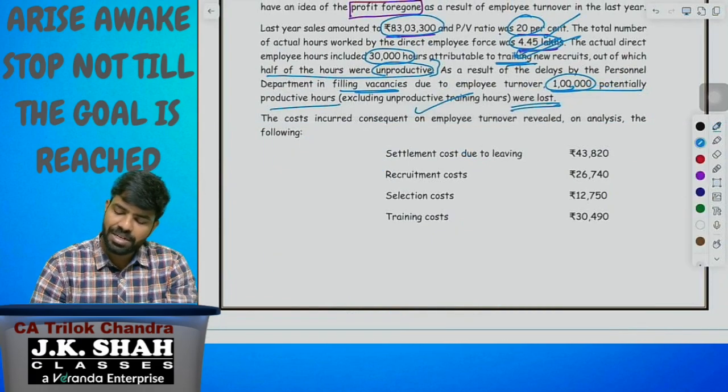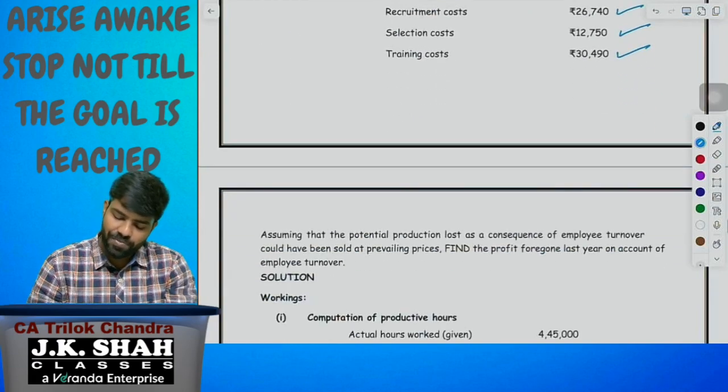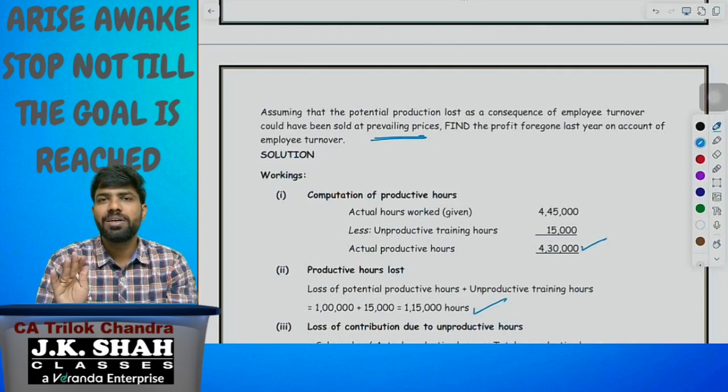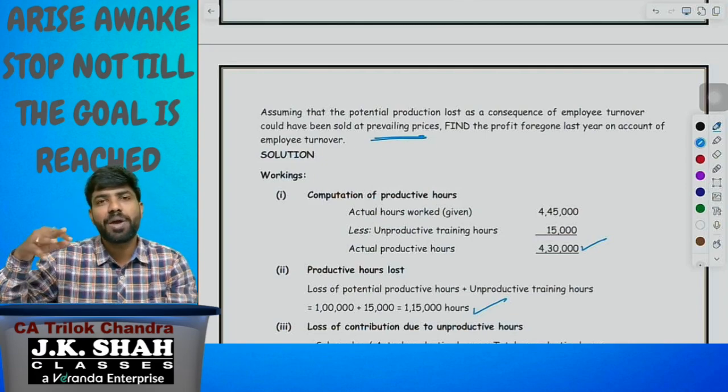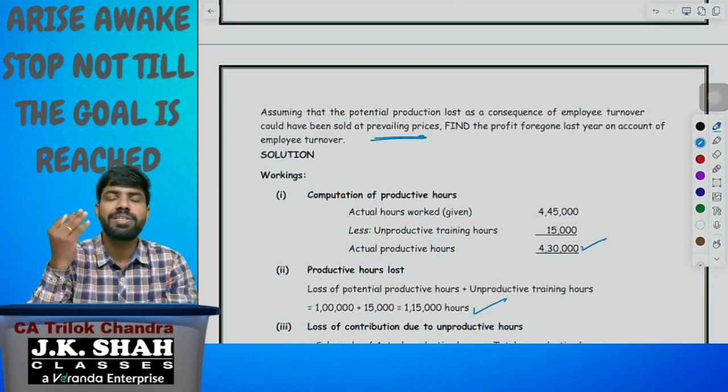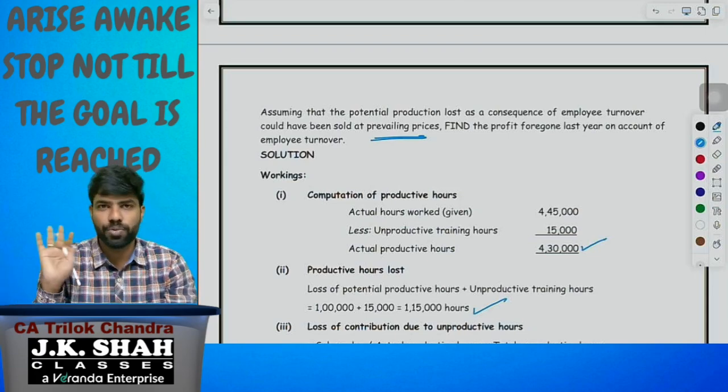Apart from this, there is some other cost incurred by the company. The cost incurred consequent to employee turnover revealed on analysis the following: settlement cost due to leaving 43,820, recruitment cost 26,740, selection cost 12,750, training cost 30,490. Assuming that the potential production loss as a consequence of employee turnover could have been sold at prevailing prices. So whatever the production lost, they are asking to assume that the company would have sold it at prevailing prices, so that the contribution PV ratio is not going to change. If there is no change in sale price, there will be no change in the PV ratio.